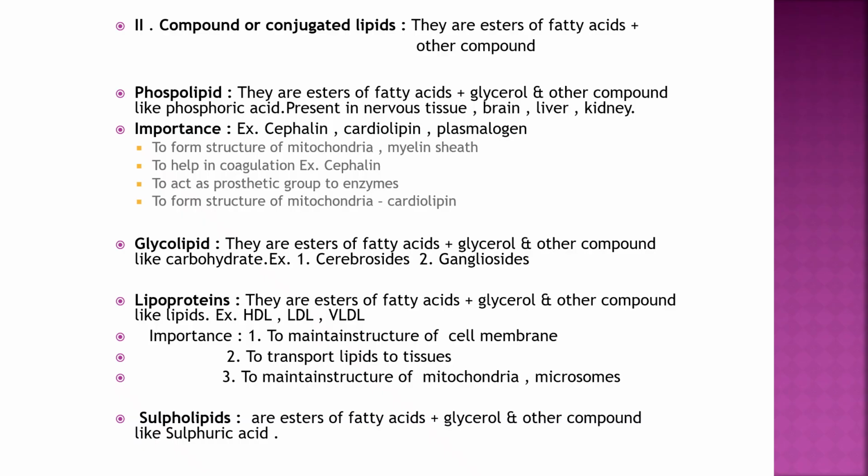Then fatty acid plus glycerol plus carbohydrate, if present, is called a glycolipid. Examples are cerebrosides and gangliosides. If lipid is present in combination with protein, it is a lipoprotein. They are HDL, LDL and VLDL, that is high density lipoprotein, low density lipoprotein and very low density lipoprotein.